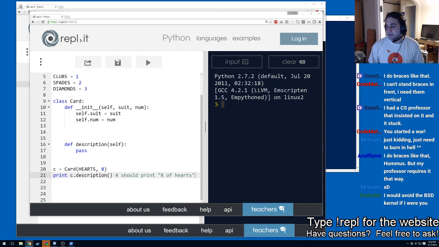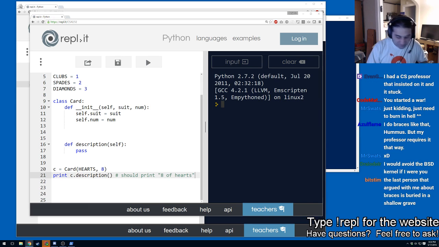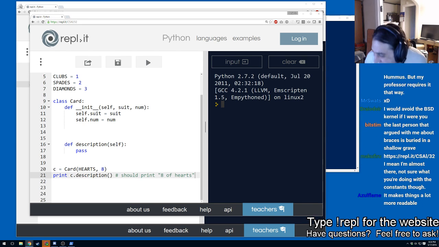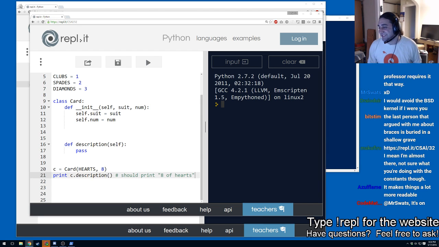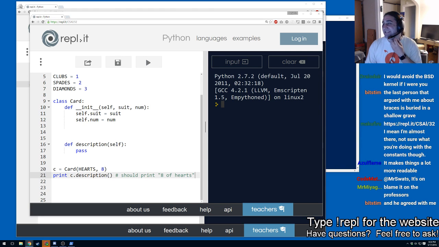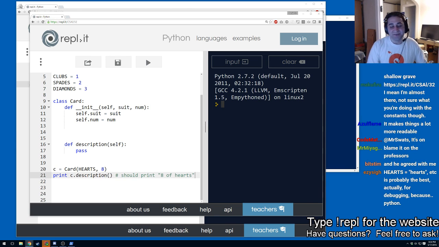That's okay. I would avoid the BSD kernel. Yeah, yep, I will. Bitstim is not fooling around. Bitstim is... Oh, man. That's like, what's it? Gulliver's Travels, the big Indian and the little Indian.